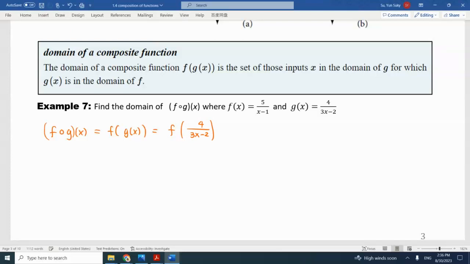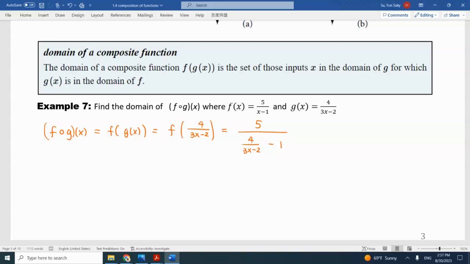Okay. And f of this means, look at the formula of x. Whenever you see x, you erase x and replace it by this. So 5 on top. And then the x, we replace the x by 4 over 3x minus 2 and minus 1. Yes, so this is the formula.